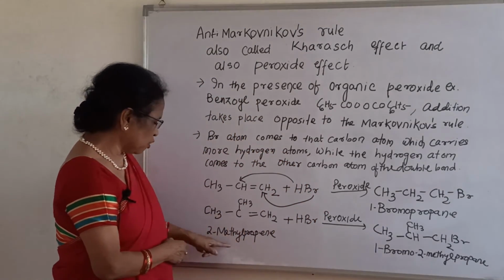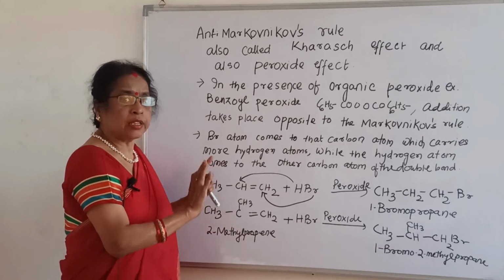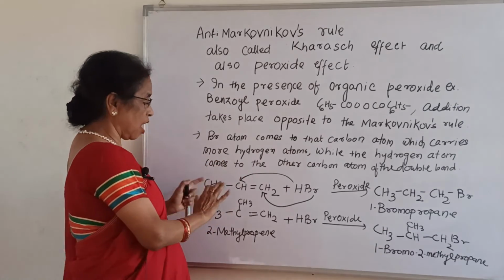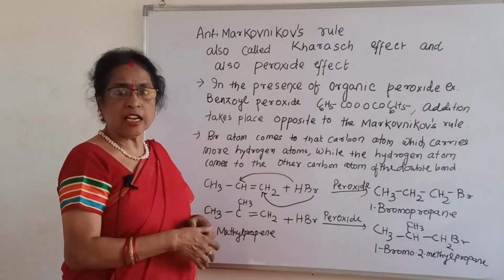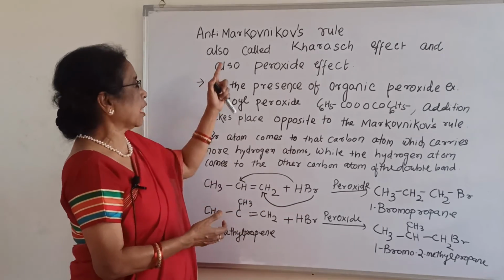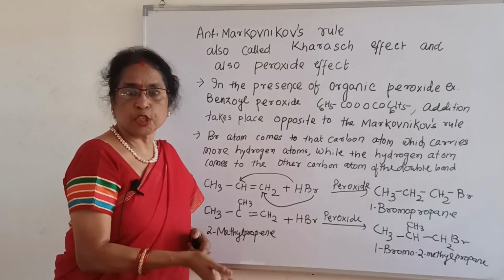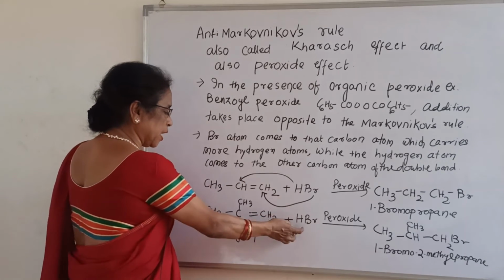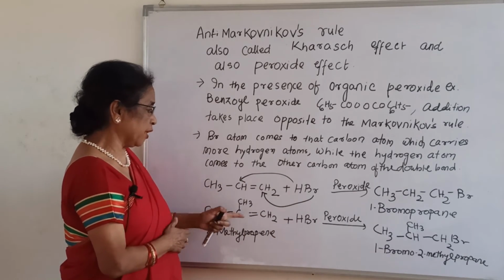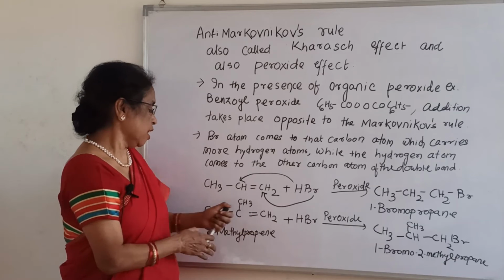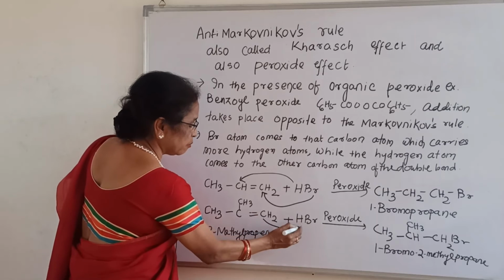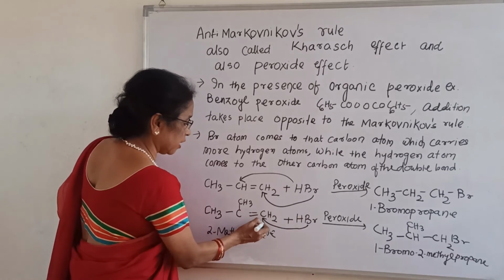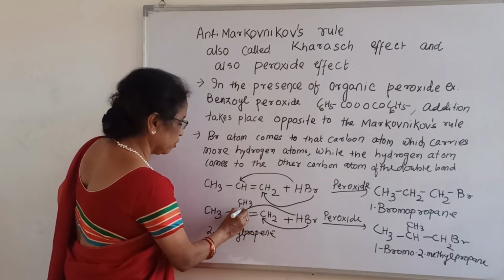Now you take 2-methylpropene. Here also the number of carbon hydrogens are different, that is why it is unsymmetrical, and you are adding peroxide, so it will follow anti-Markovnikov's rule, that is opposite to Markovnikov's rule. So Br will come to the carbon where there is more hydrogen. So Br will come to here, and hydrogen will come to here.